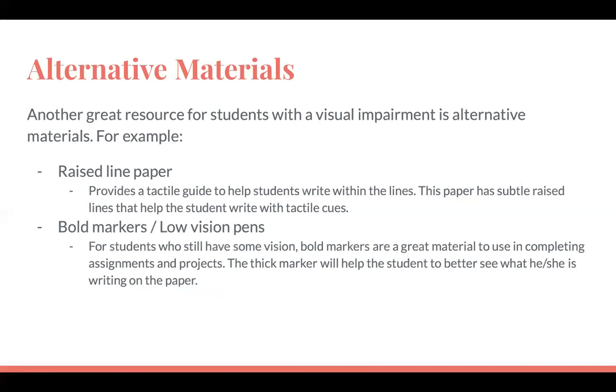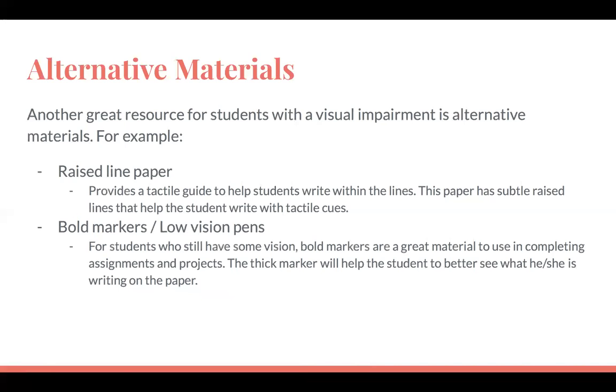Another great resource for students with visual impairment is alternative materials. Two examples are raised line paper, which provides a tactile guide to help students write within the lines. This paper has several raised lines that help the student write with tactile cues. As the student is writing, they can feel the raised lines in the paper, and that's going to help them know whether or not they're writing in straight lines and if they're getting their work the correct way on the paper.